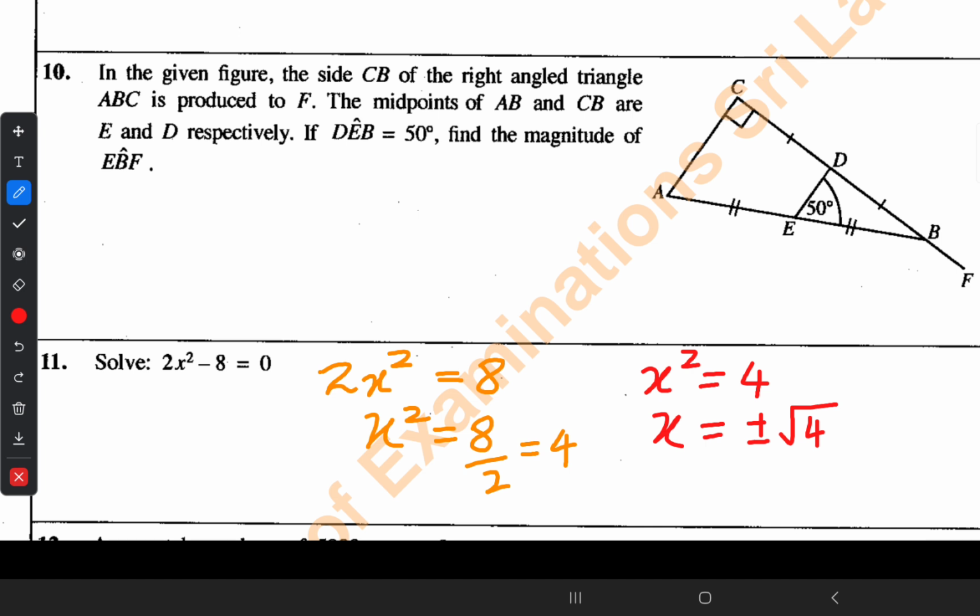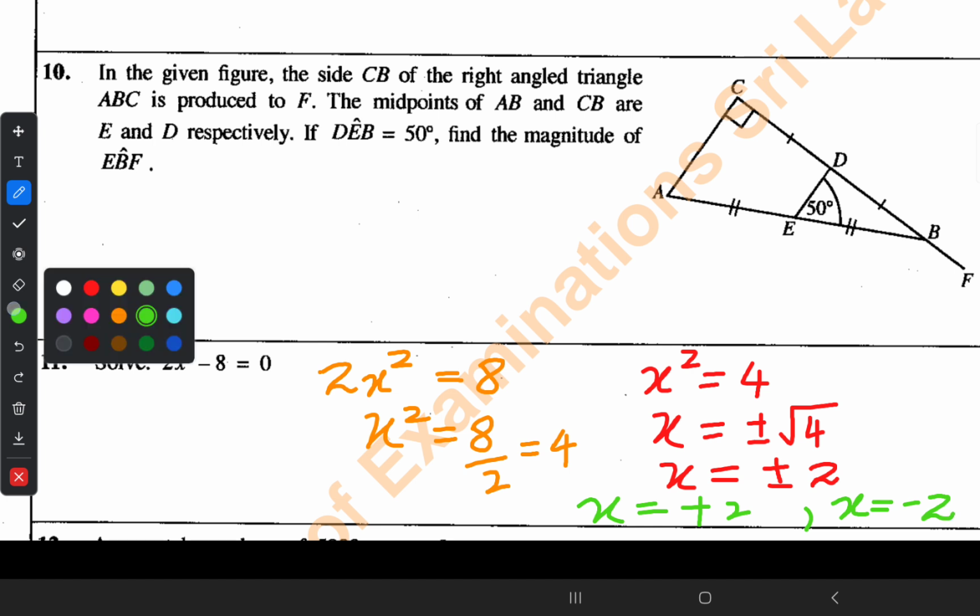So x would have, here, the square root of 4, that would be 2. Solve means you have to find solutions for this x. So one solution would be positive 2. Another solution, x equals negative 2. These are the two solutions we can obtain by solving this equation.